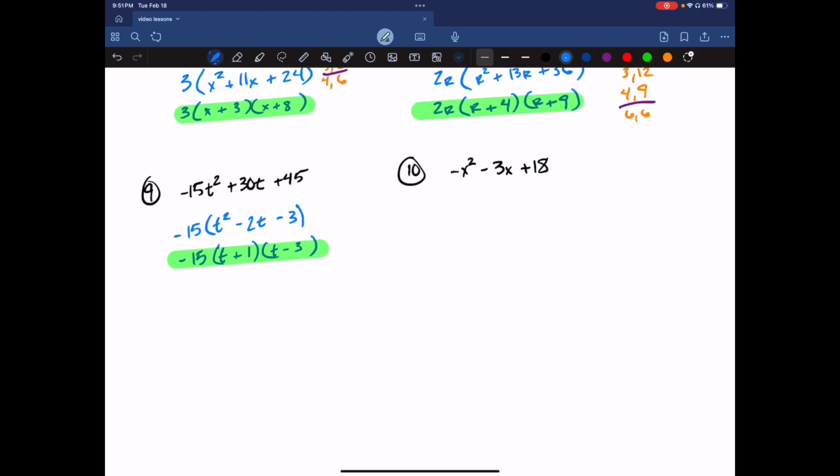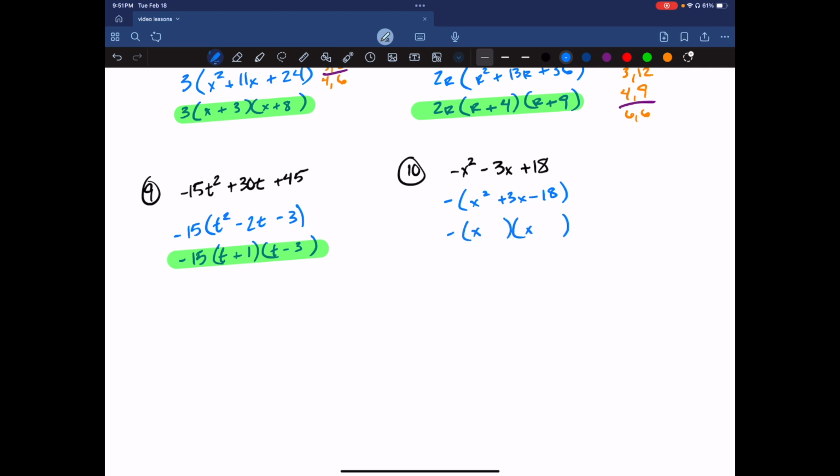Right, I just want that first term to be positive. So I'm going to take out a negative. It's technically a negative 1 out there, but I'm not getting rid of the GCF. I'm just putting it outside. And so it's going to be negative x squared plus 3x minus 18. Okay, so I'll break this up.